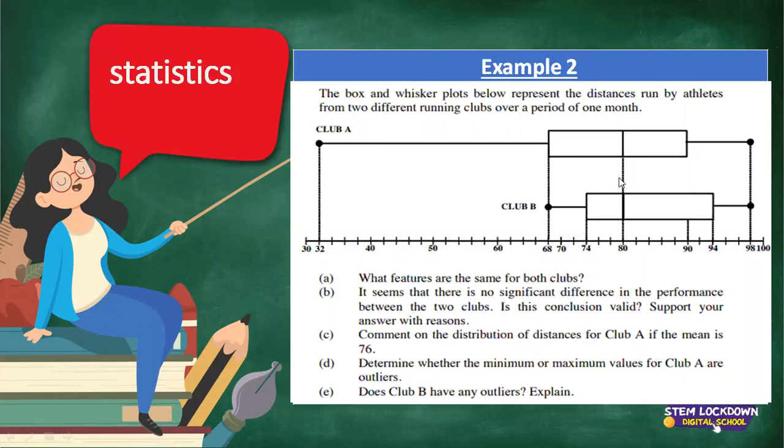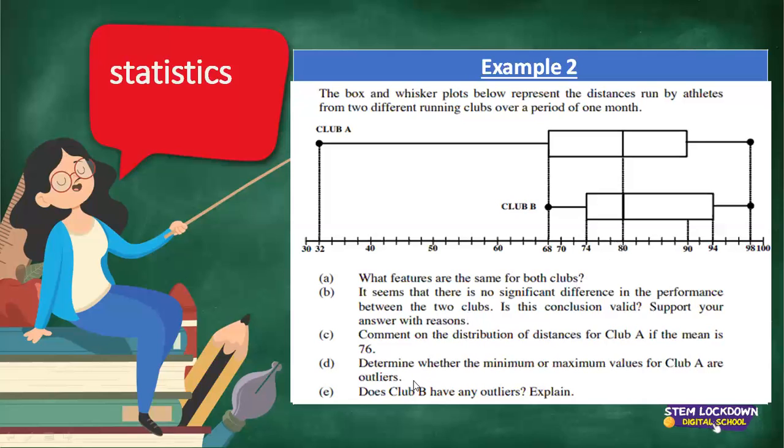Because if you compare the mean, 76, with the median, 80: if the mean is less than the median, then we say the data is negatively skewed. That means it is skewed to the left. So again, if the mean is 76 and the median is 80, 76 is less than 80, so it is negatively skewed, or skewed to the left.